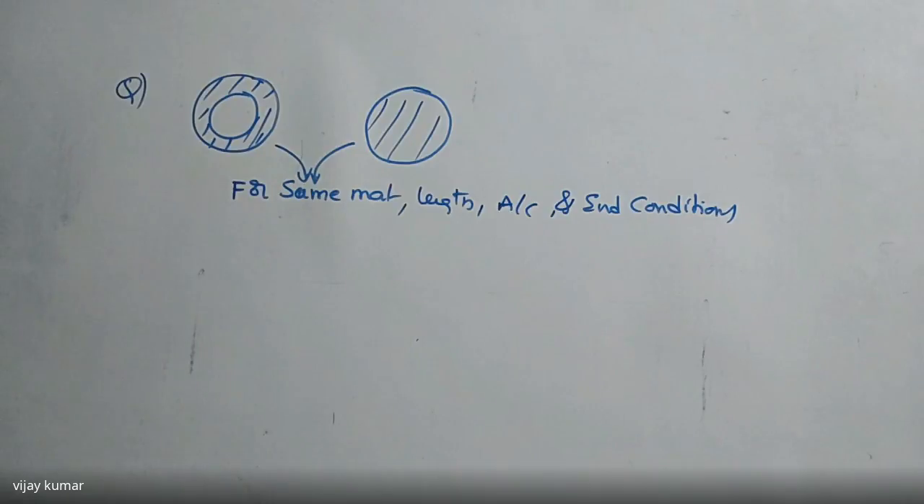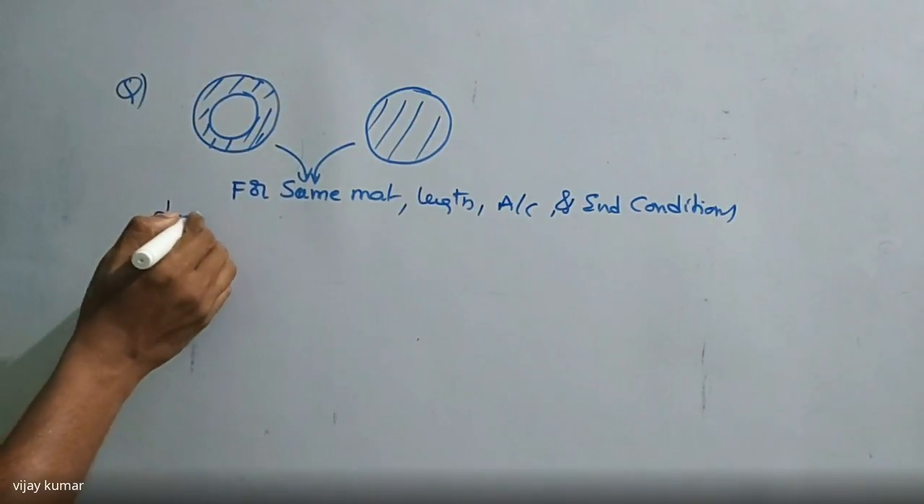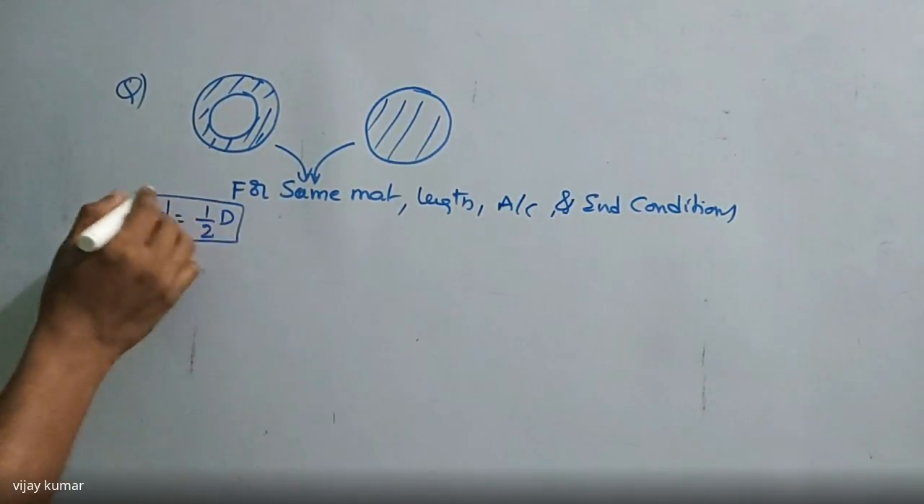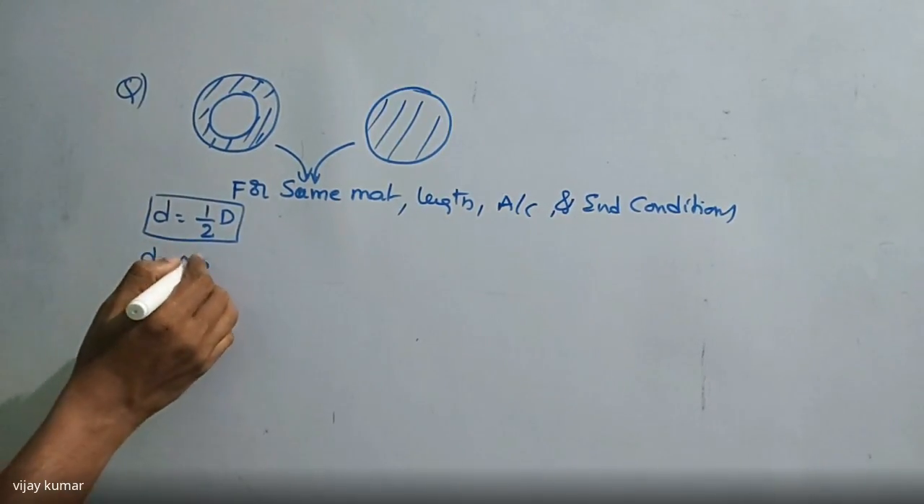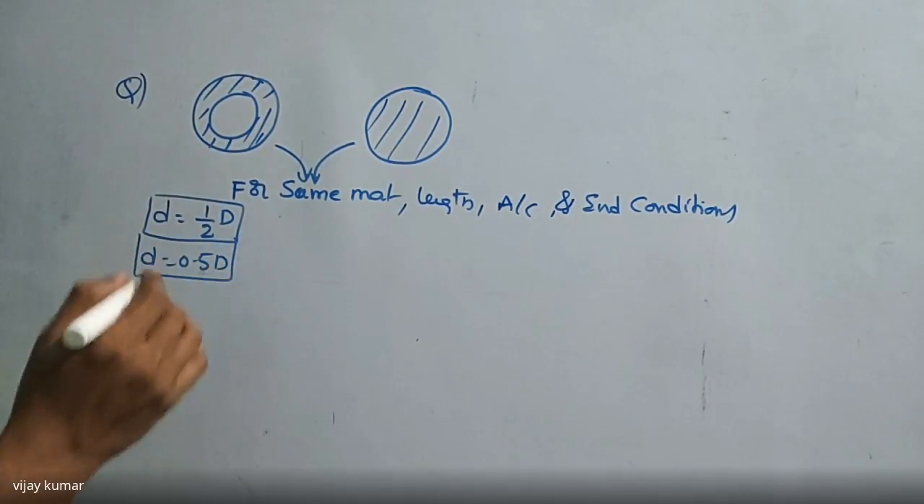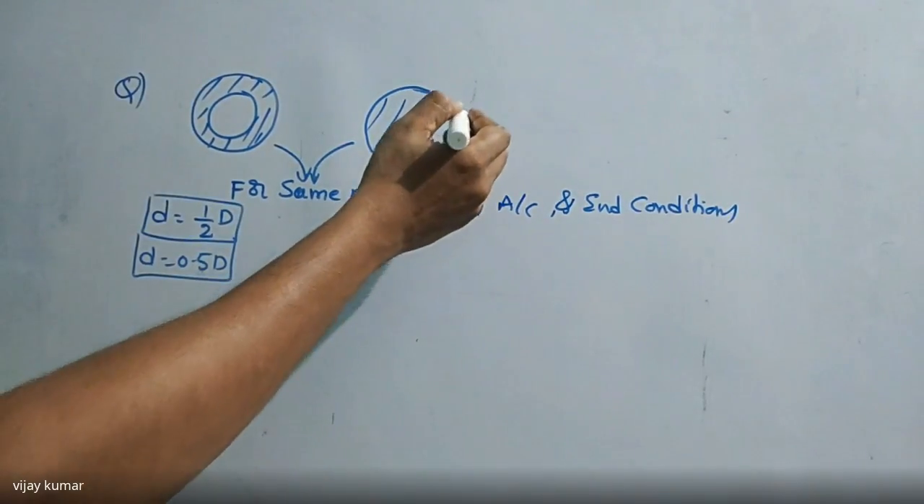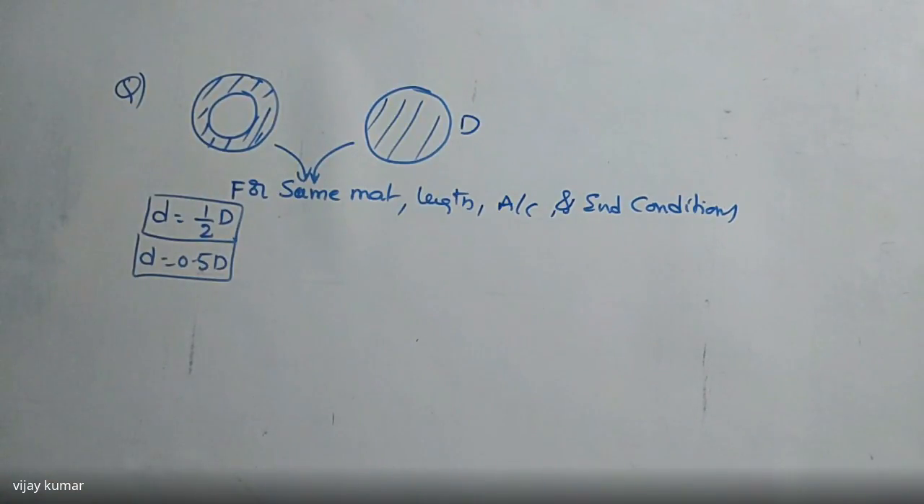The internal diameter of the hollow column is half of its external diameter. So this small d is equal to half of the external diameter. That is also equal to 0.5 times of capital D. So this is given. I am going to take this diameter as capital D. I got it. Right. So please take care about that one now.